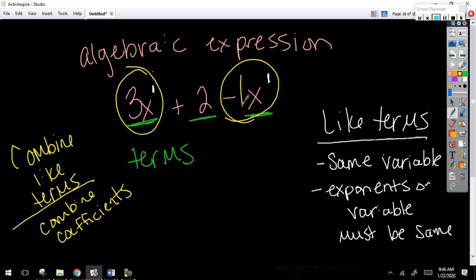How do I combine 3x and negative 1x? What do they combine to become? 3 and negative 1 is 2, so 2x, right?